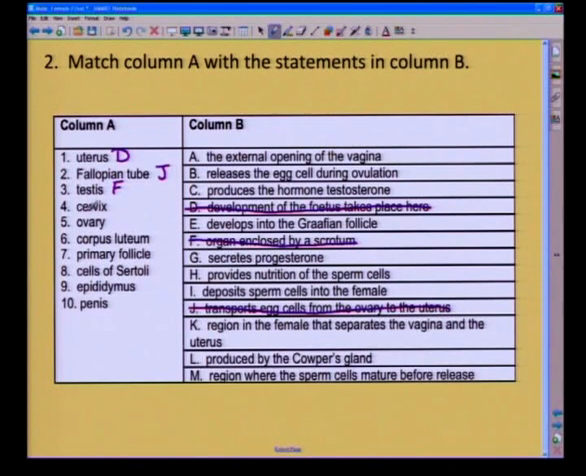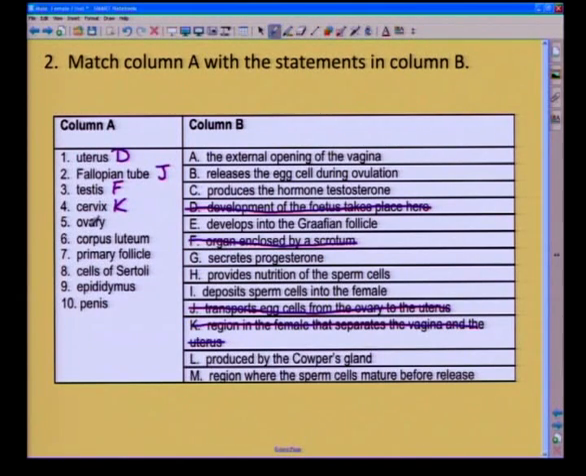All right, now we're looking at the cervix. And what does the cervix do? Well, it's none of those that we've read through there. Region in the female that separates the vagina and the uterus, there we go. So there's the cervix. So we can take the cervix out.